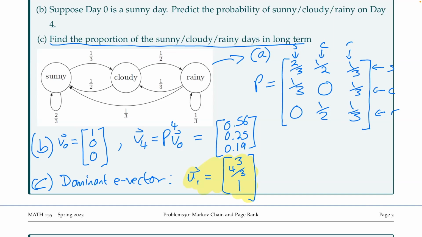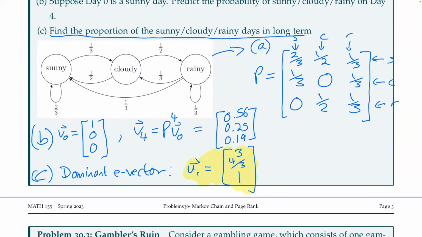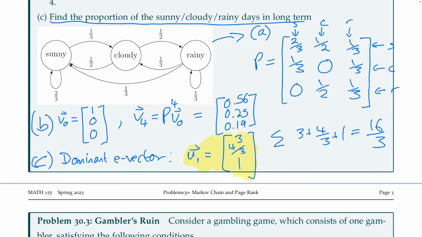So if you work out the sum of these elements, the sum is going to be 3 plus 4 thirds plus 1. Should be 16 over 3. Then you divide by that to get your fixed probability vector. You should end up with roughly 0.56, 0.25, 0.19, which is very similar to what we had.